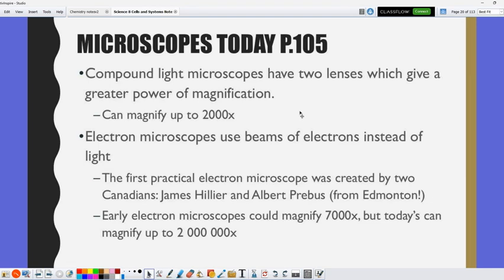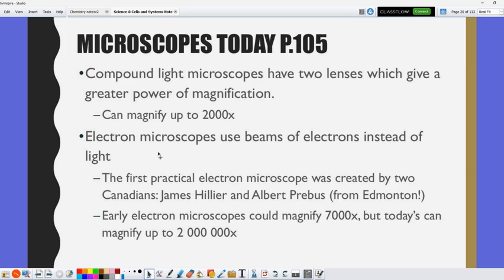And then we have the compound light microscope that has 2 lenses, and basically you multiply them together. So if you have 10 times magnification at the eyepiece and 40 times magnification at the objective lens, 10 times 40 is 400.